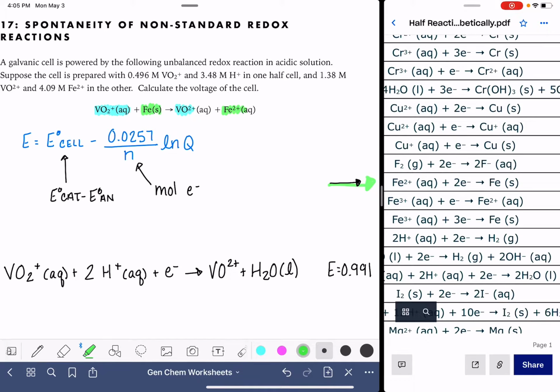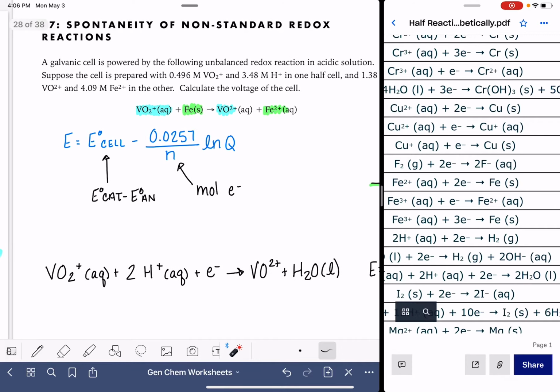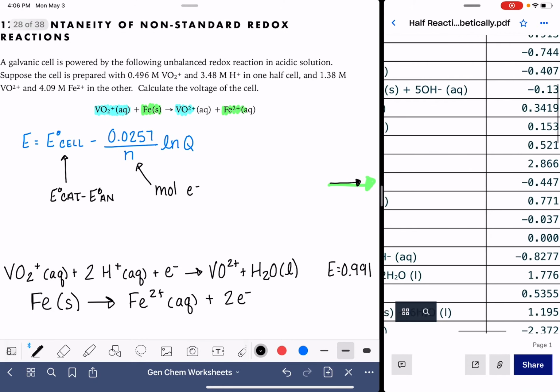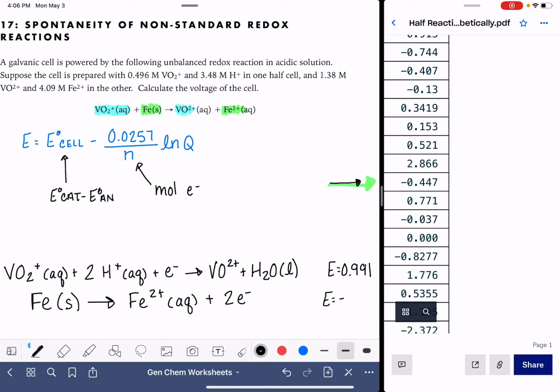I do notice that in this version, it is reversed from what we have in this reaction. Overall, we have Fe on the left-hand side. That's where we want it. But in the table, it's on the right-hand side. So we need to take this reaction from the table and turn it around. We want our Fe solid on the left-hand side, and then Fe2 plus aqueous and 2 electrons, we want that on the right-hand side. And then while we're here, let's get that voltage. The voltage is negative 0.447.